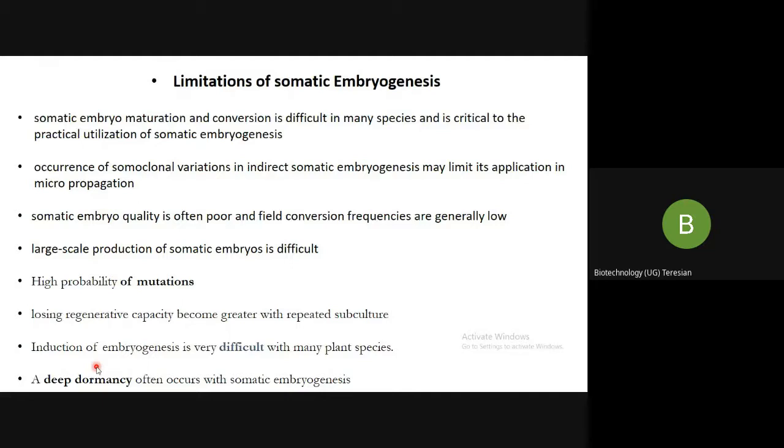But as there are advantages, we see there are a lot of limitations also. Somatic embryo maturation and conversion is difficult in many species, and it is critical to the practical utilization of somatic embryogenesis. Now you have seen so many processes going on. How much skilled labor is required, how much money you have to invest in these, the time period which it takes. Whatever trait you have decided on, you have to develop that trait.